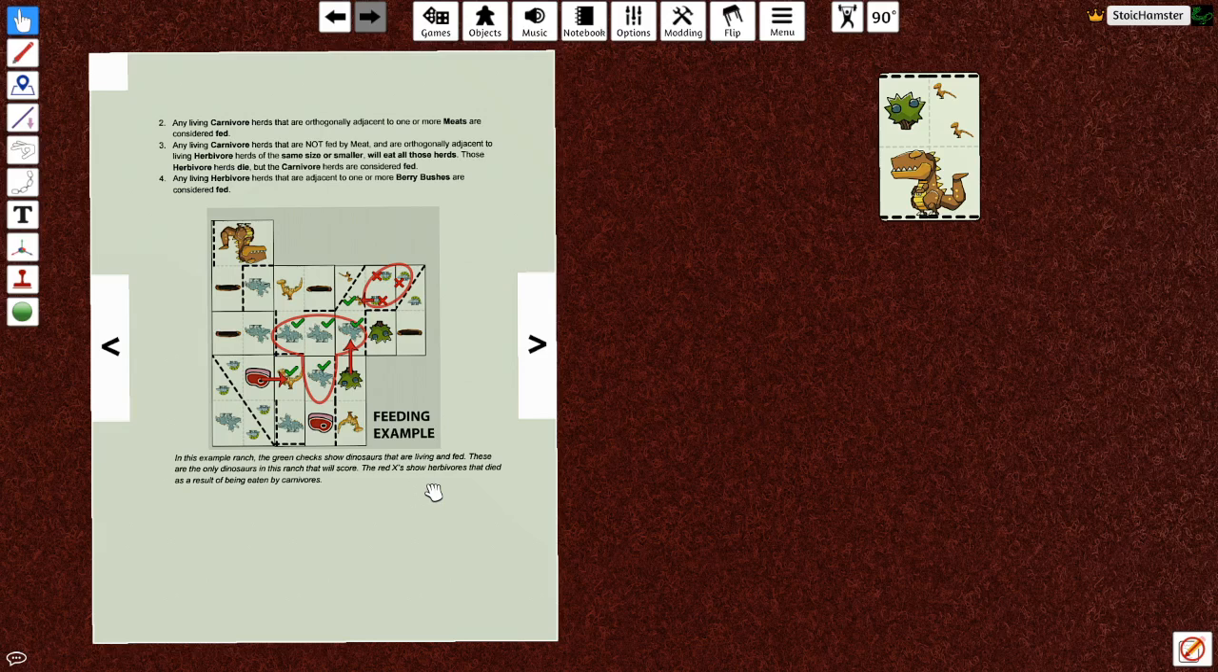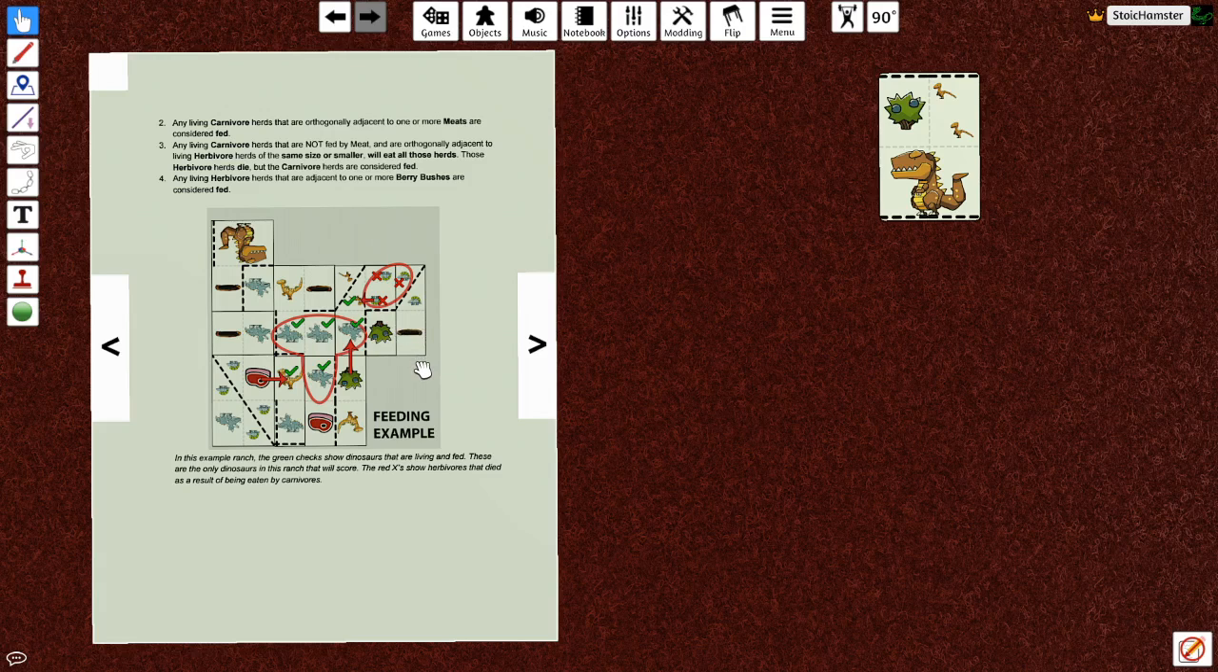First, we look at the carnivores. If a carnivore herd is adjacent to meat, then the whole herd is fed. If it cannot find meat, it will eat any adjacent herds of herbivores of the same size or smaller. This velociraptor with no meat eats this whole herd of stegosaurus. The stegosaurus are dead, but the velociraptor is considered fed.